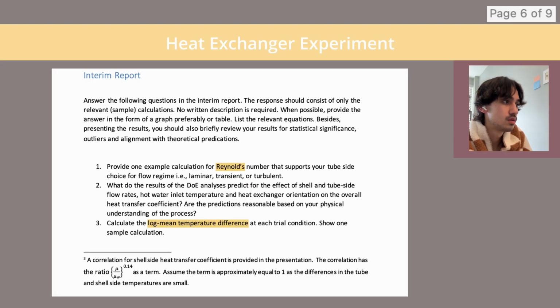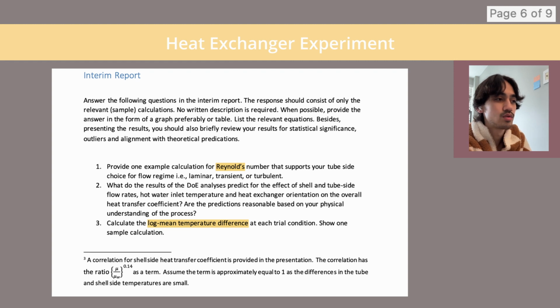And then the interim report. Answer the following questions in the interim report. The response should consist of only the relevant sample calculations. No written description is required. When possible, provide the answer in the form of a graph or a table and list the relevant equations. Besides presenting the results, you should also briefly review your results for statistical significance, outliers, and alignment with theoretical predictions. So we have, it seems, 7 points until we hit the final report.